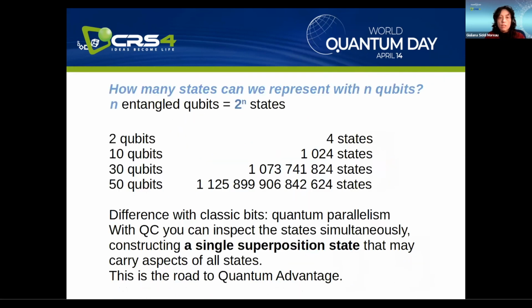So how many states can we represent with n qubits? A classical computer can represent only one of these n-bit states at a time. Processing multiple n-bit states can either be performed sequentially in time or in parallel using additional copies of the hardware. This is classical parallelism. In contrast, the qubits in a quantum computer can be set into a single superposition state that may simultaneously carry aspects of 2 to the power of n components. This enables two uniquely quantum mechanical effects: quantum parallelism and quantum interference.